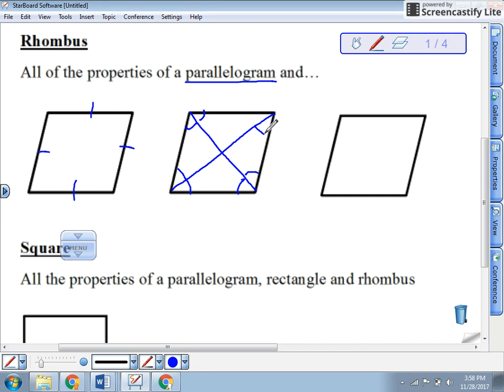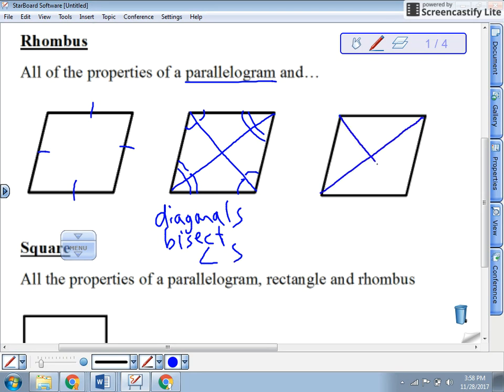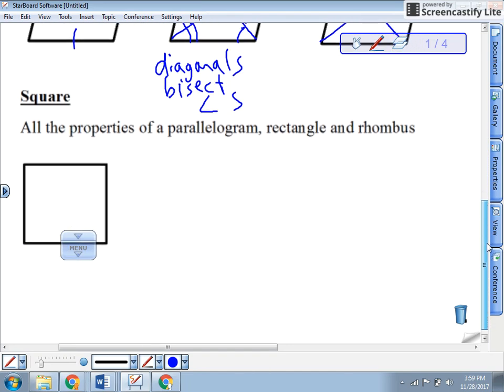Now, again, the opposite angles will be congruent. These will actually be double, double, and two tick marks because they'll be congruent to each other. But diagonals bisect the angles. All right, and then there is one more additional property. Yes, the diagonals, not only do they bisect the angles, the diagonals are perpendicular. They form 90-degree angles. So that's something we'll have to remember about rhombuses.